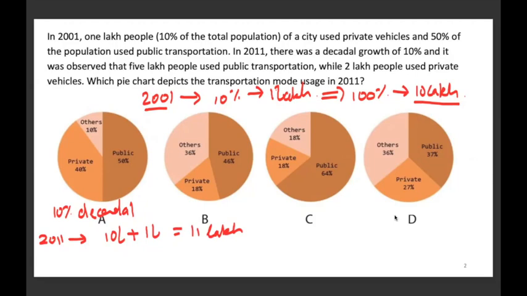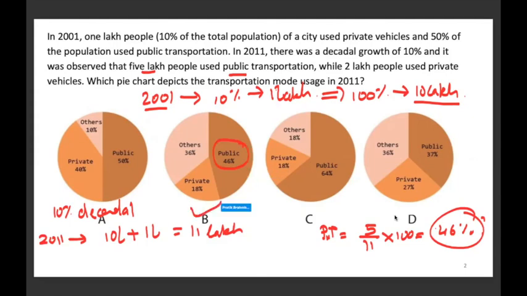What we also know is in 2011, public transport was used by 5 lakh people. So 5 upon 11 multiplied by 100 comes to approximately 45.45, which is approximately 46%. So 46% has to be public transport in that case. Of all the options given here, option B is the one which satisfies that condition. So B is the right one.